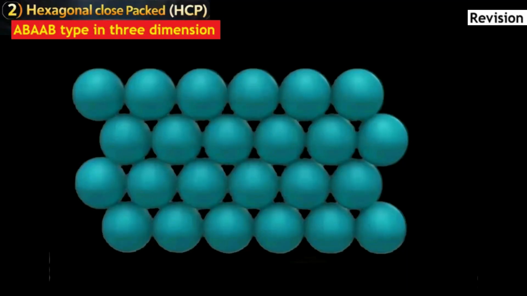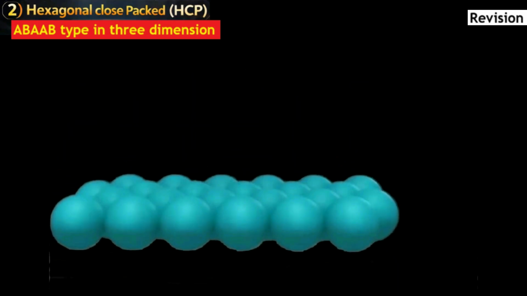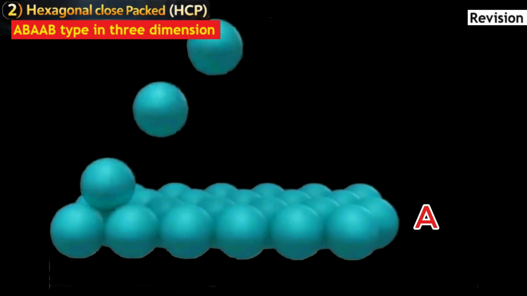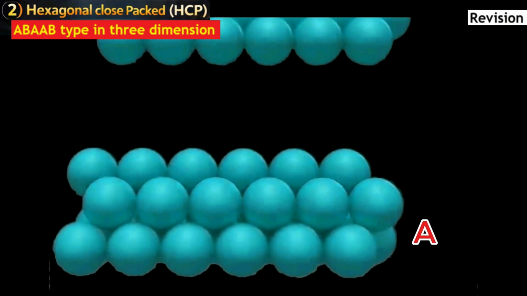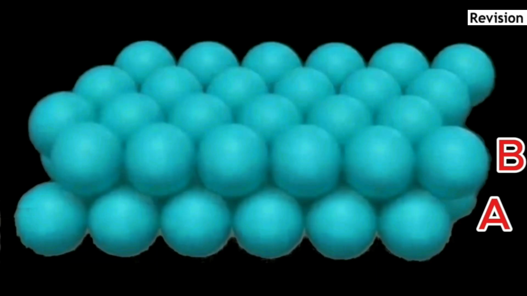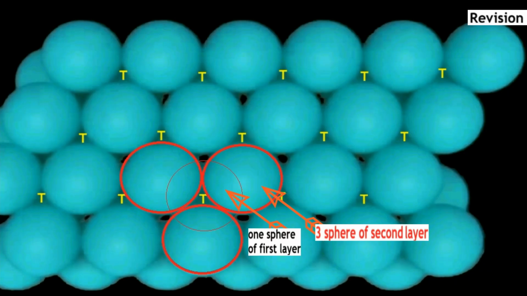Here the first layer, hexagonal close packing in 2 dimension, is placed horizontally. Now it is considered as the first layer for hexagonal close packing in 3 dimension. Let us label the first layer as A layer. Now the second layer is placed in depressions of the first layer. As the spheres of the second layer are aligned differently compared to the first layer, let us label the second layer as B layer. Here tetrahedral voids are formed by 3 spheres of the above layer, that is the second layer, and 1 sphere of the lower layer, that is the first layer.